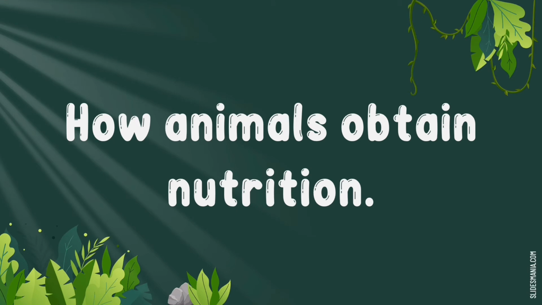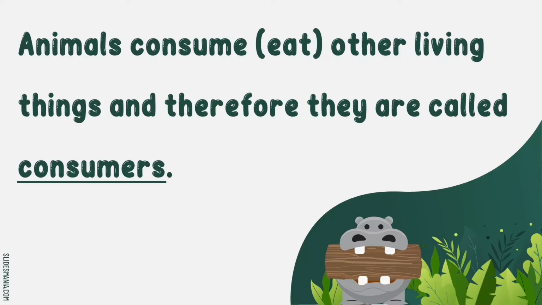Now, how do animals obtain nutrition? Animals consume or eat the other living things, and therefore they are called consumers, because they are consuming from the producers. Some of the animals eat the plants, and some of the animals eat other animals. Like for example, let's say deer, it eats the plants, but animals like tiger or lion eat the deer. So the animals which eat only plants, we learned that we call them herbivores, and the animals which eat animals are called carnivores. That's why they are called consumers, because they are not making any food of their own, they are just eating or consuming from the others.